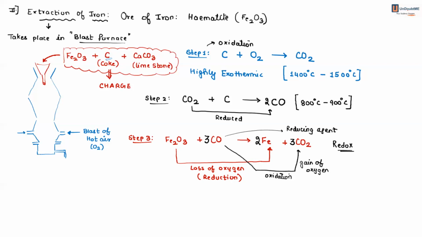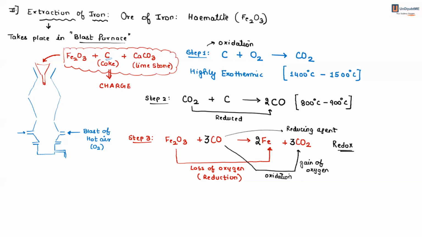So once again, I'm explaining. You are doing an extraction of iron. So you need one starting material from which you are going to extract the iron, and that is Fe2O3. This extraction of iron takes place in the blast furnace. There are 3 things you have to add in the blast furnace: Fe2O3, carbon, and limestone. Step 1 is carbon getting oxidized to CO2. Step 2 is carbon dioxide getting reduced to carbon monoxide. And step 3 is the redox reaction, where your Fe2O3 reacts with that CO and is reduced to Fe, and CO is getting oxidized to CO2.